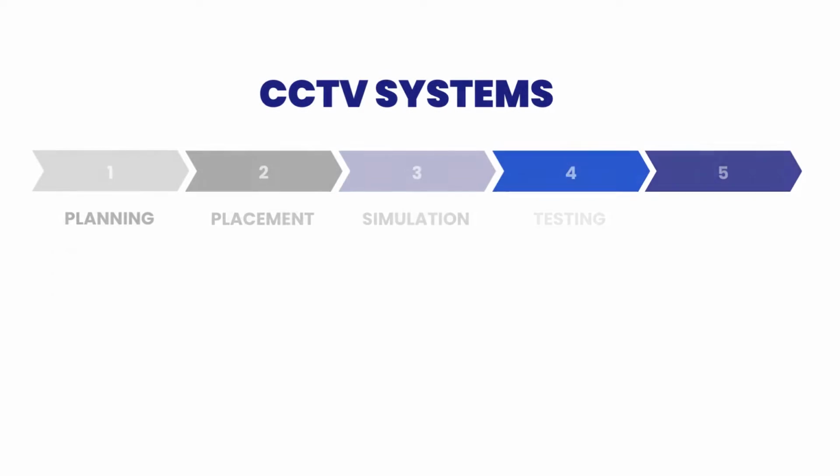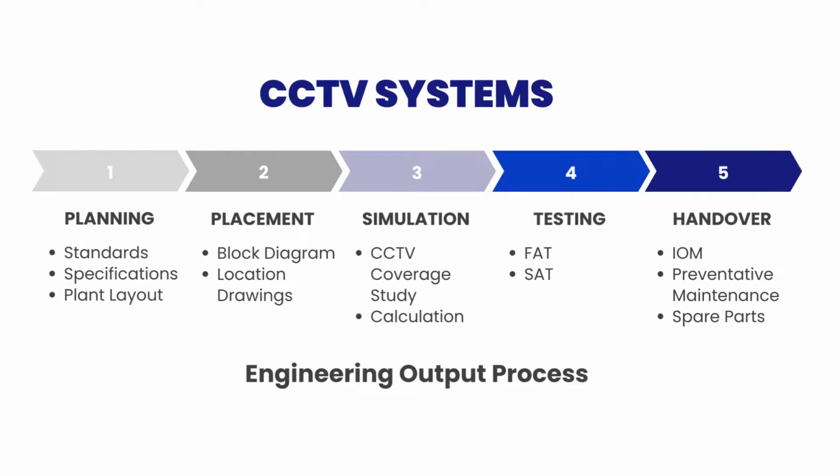A typical engineering project flow for a CCTV system installation begins with the planning stage, where specifications, standards and plant layout are taken into consideration. Next is the placement stage, which includes drawing block diagrams and deciding the type of cameras for specific locations. The third stage is to conduct a CCTV coverage study using simulations to understand the type of coverage the system has. Then is the testing stage with the factory acceptance test and site acceptance test, and finally, the handover.